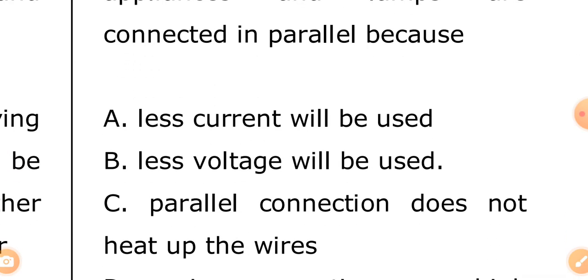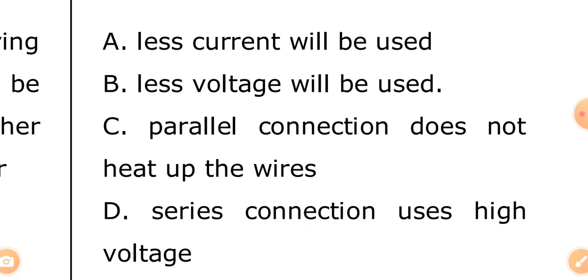A. Less current will be used. B. Less voltage will be used. C. Parallel connection does not heat up the wires. D. Series connection uses high voltage. The answer actually is D. See, we have parallel connection, and these are the things I need you to focus on as you study.